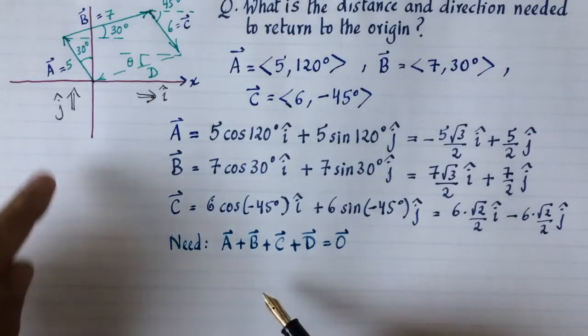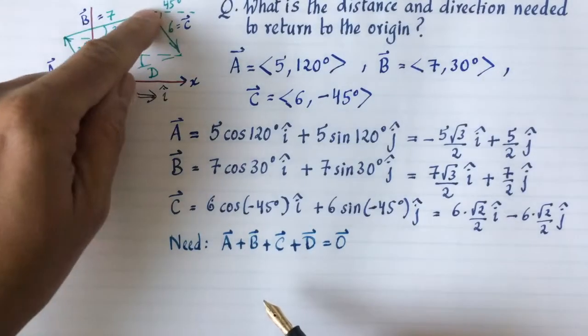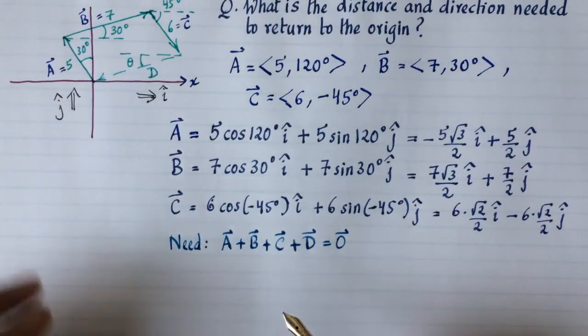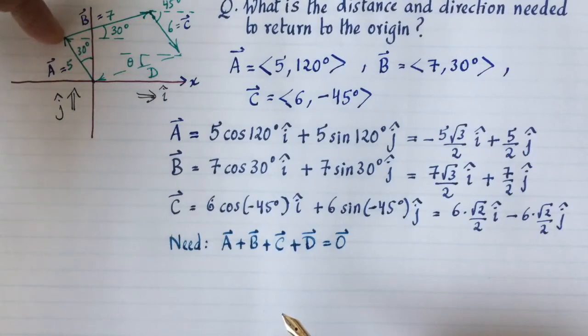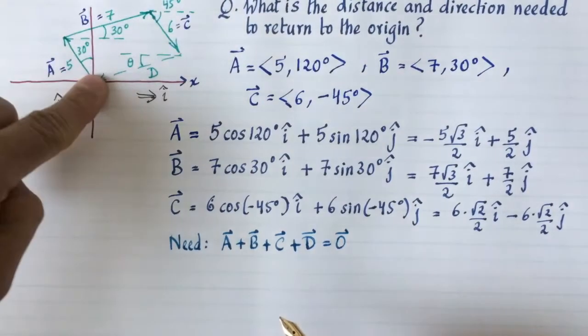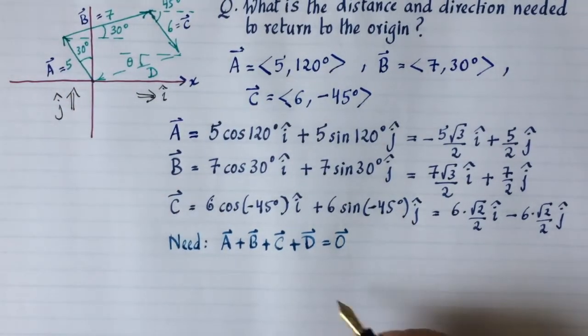What this means is that if I go from A to B to C to D, I come back to where I am. Adding vectors is done by putting the tail of the vector at the head position of the previous vector, and then you keep doing that till you come back to the tail of the first vector. So that's what we actually need.